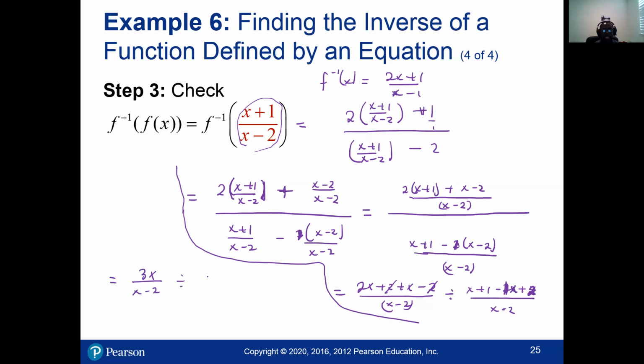Okay, that will be 3 over x minus 2. All right, so that is equal to 3x over x minus 2 times x minus 2 over 3. Okay, so this will cancel that. And then you have 3x over 3, and that is equal to x. So that will cancel. So you see that gives us that expression.